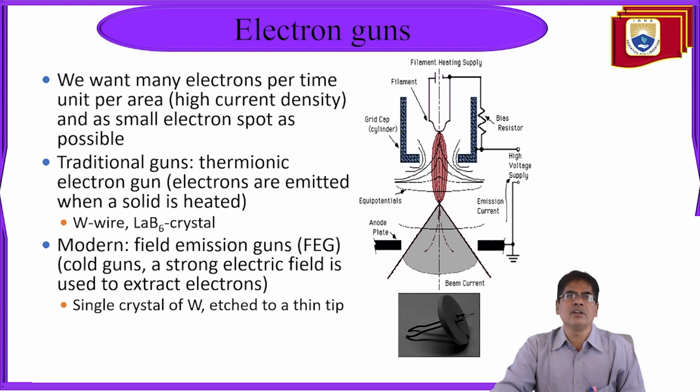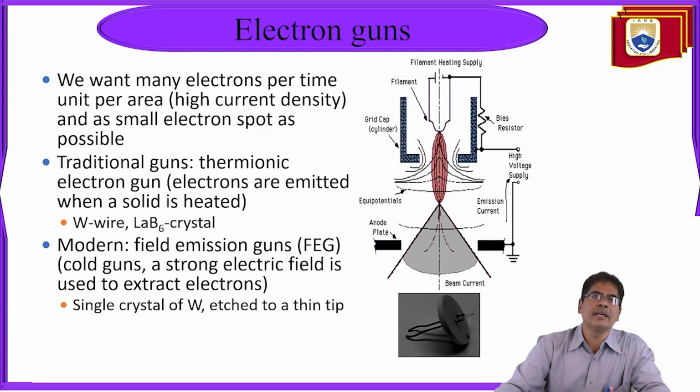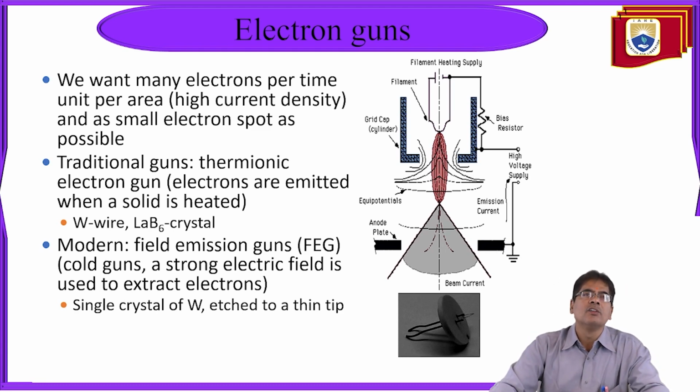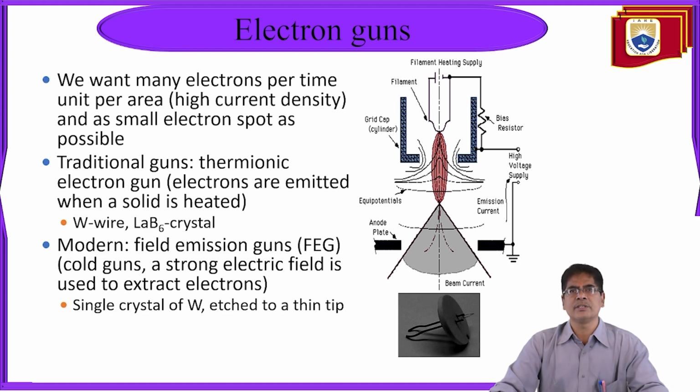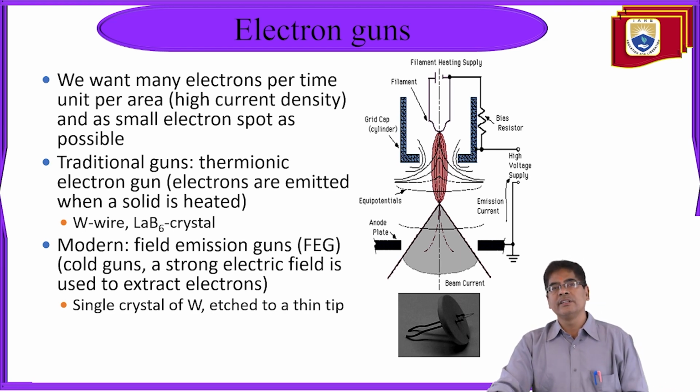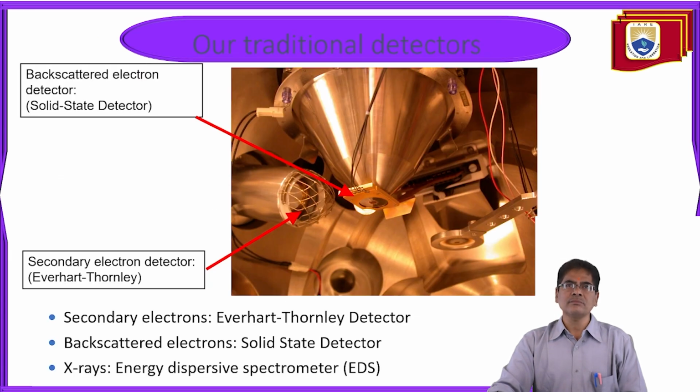So these are the electron guns. We want many electrons per unit area, that is high current density, and as small an electron spot as possible. In traditional guns, thermionic electron guns, electrons are emitted when a solid is heated, right? For example lithium or barium crystal. Then there are the modern field emission guns, that is what we call FEG. There we use cold guns. A strong electric field is used to extract electrons. A single crystal is etched to a thin tip.